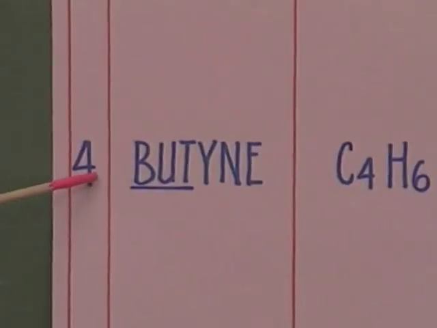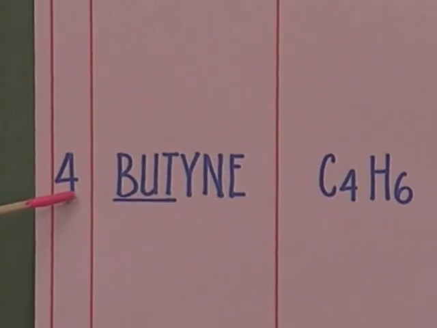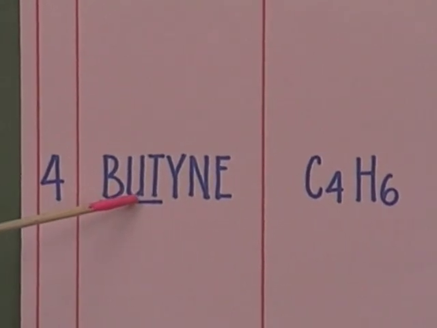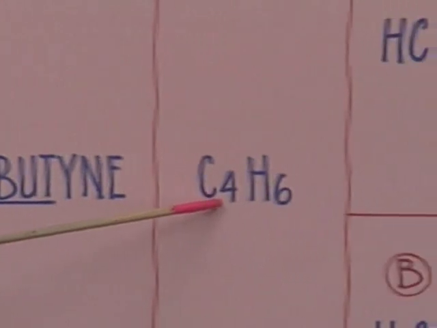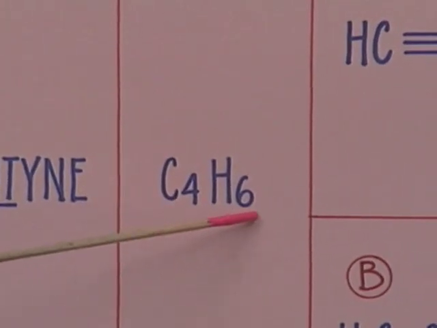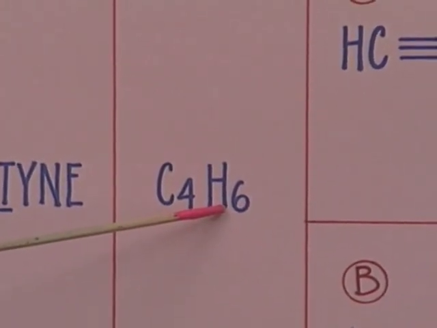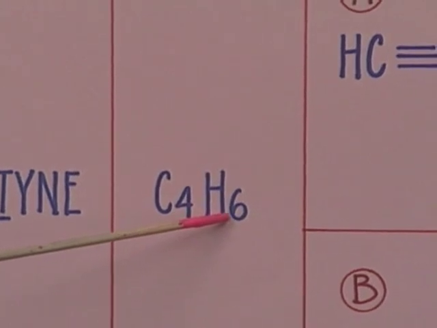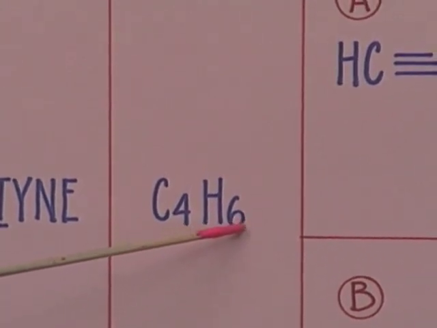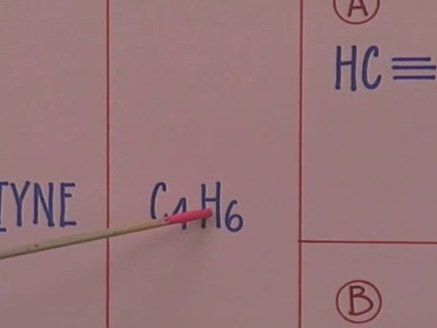The third member has 4 carbon atoms in it, so it's butyne, but referring to 4 carbons. And the formula is C4H6, because we have H2n-2. 2 times 4 is 8, minus 2 is 6. In this case, we can have 2 structural isomers.